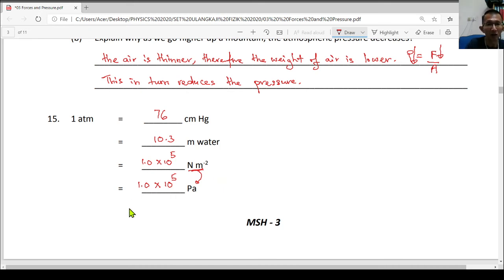If I add one more, how many bar? That is 1.0. Well, we try to be more exact. That will be 1.01325 bar. To be exact, this value is actually 1.01325 times 10 to the power of 5 Pascal or Newton per square meter.